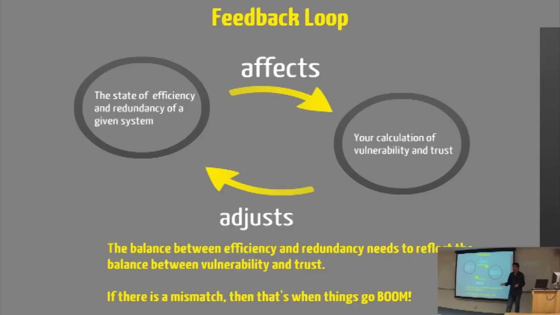Some people will say, oh, 20%, that's a really low risk. Other people would say 20%, that's a huge risk. As you can see, just because you have the same vulnerability, different people will have different trust levels. And since that will affect that whole balance, it will also affect the way they design their system. So it's like someone choosing whether or not to get insurance.